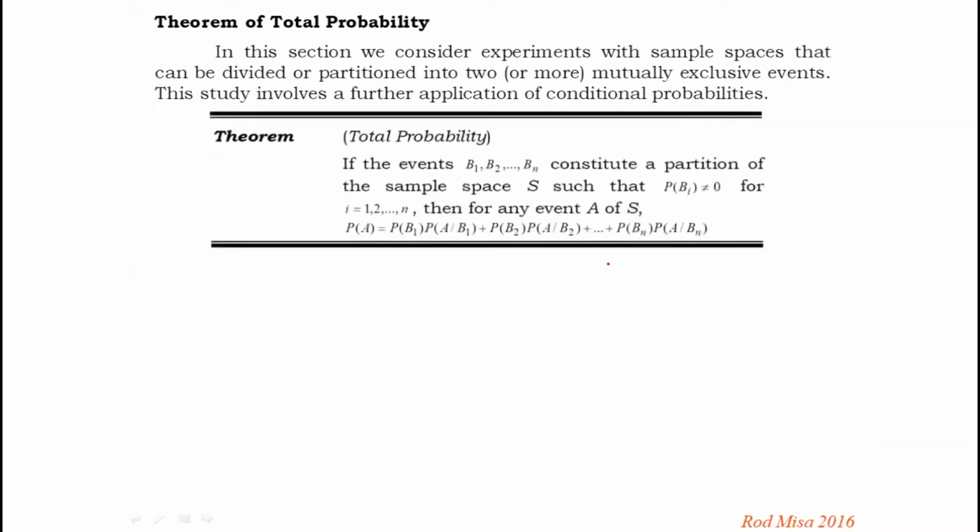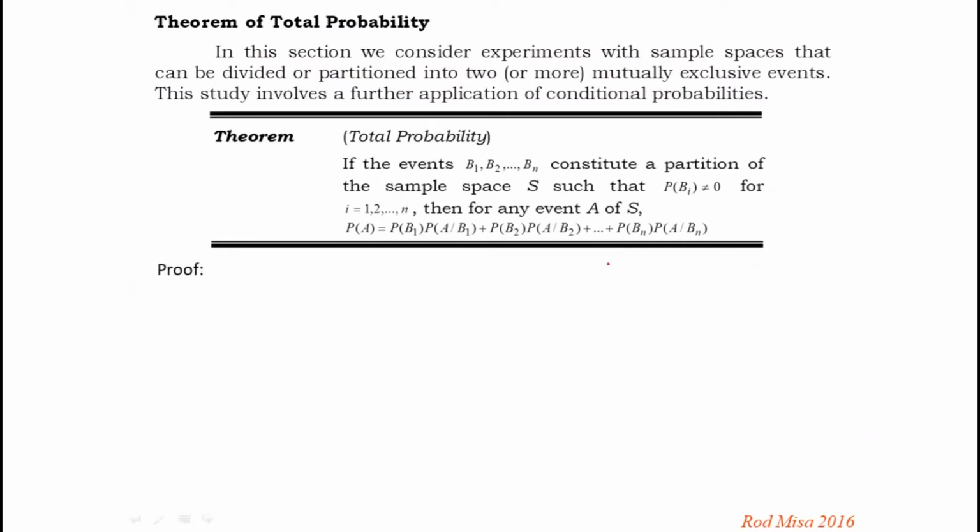So the theorem states that if the events B sub 1, B sub 2, up to B sub n constitute a partition of the sample space S such that the probability of each of these partitions is not equal to 0, then for any event A of the sample space S, the probability of obtaining the event A is equal to the probability of B1 times the probability of A given that B1 has occurred, plus the probability of B2 times the probability of A given that B sub 2 has occurred, plus and so on and so forth to the last product, which is the probability of B sub n times the probability of A given B sub n has occurred.